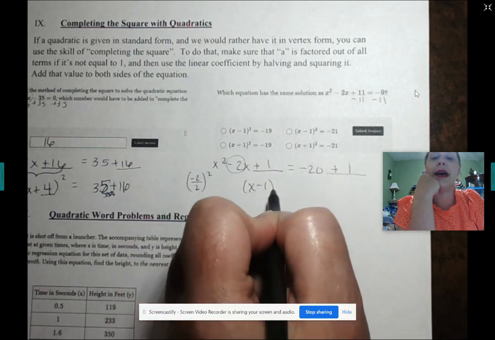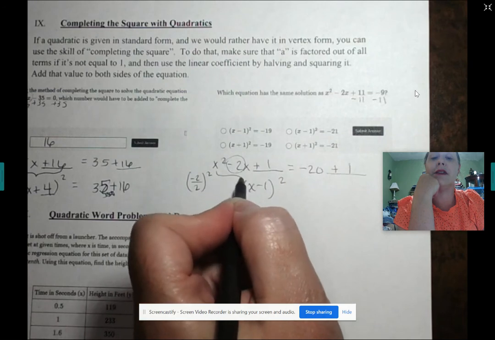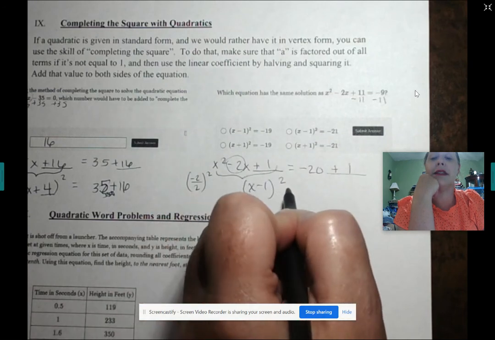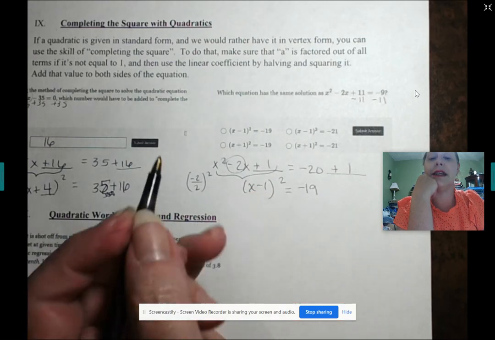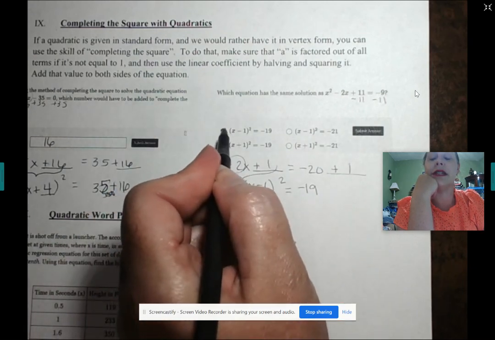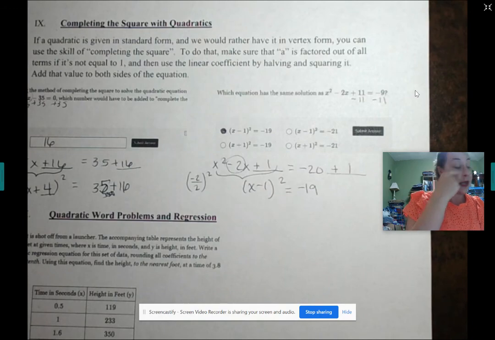The reason I do that is because it allows me to take this trinomial and write it like this. And over here, adding 1 to -20 is going to make -19. So we can see that the answer choice needs to be this one here that matches.